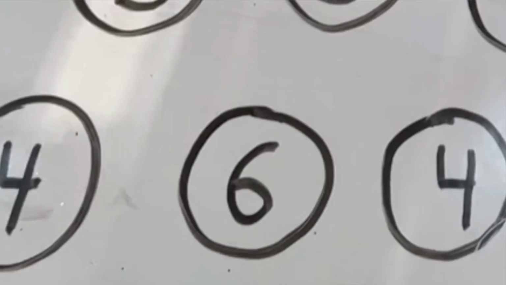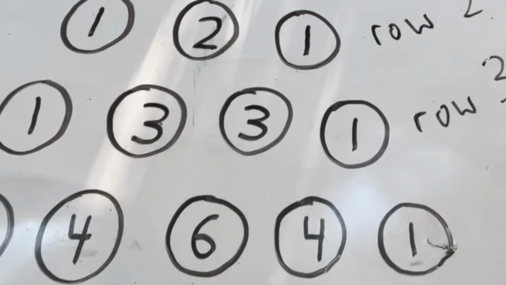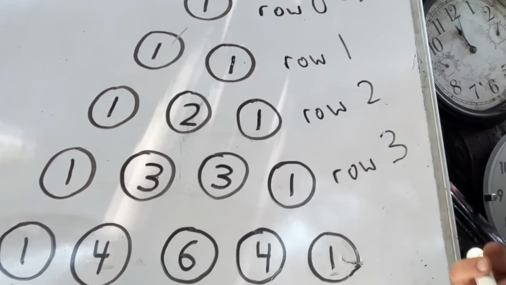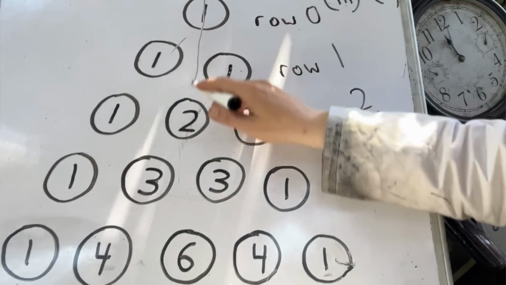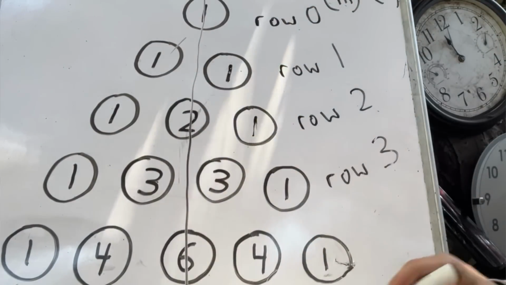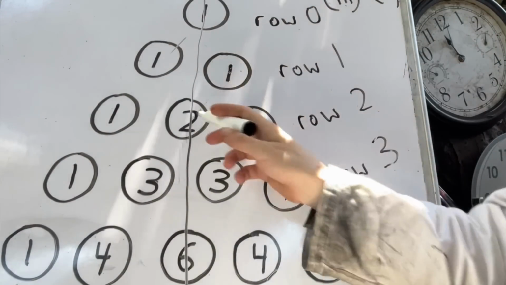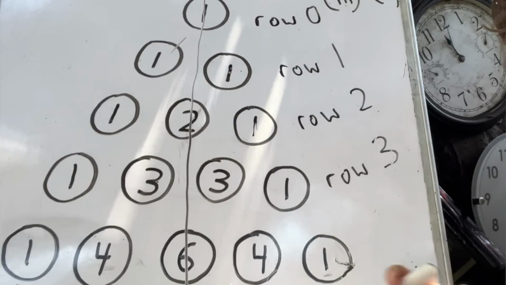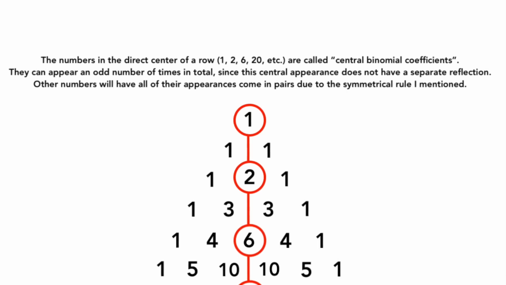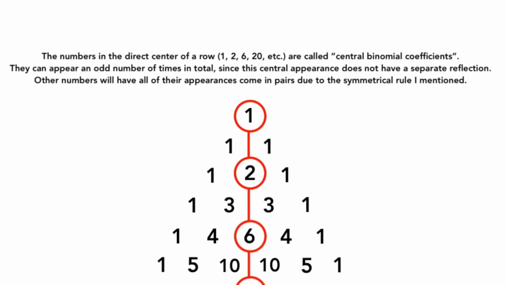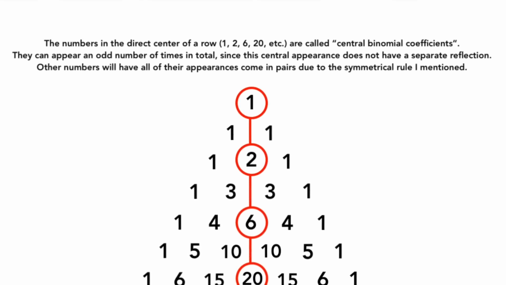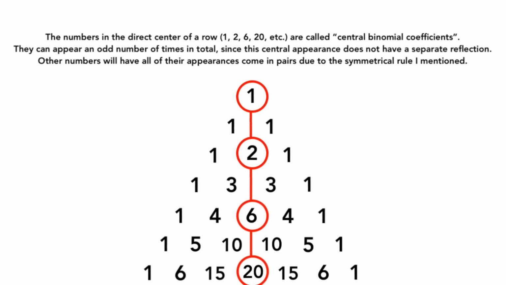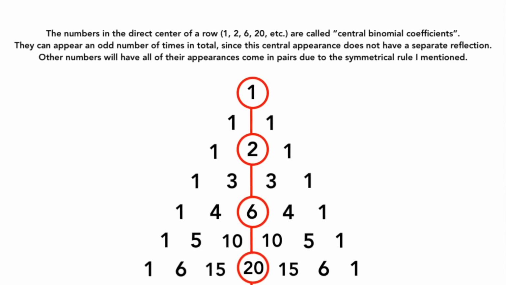This will cause any number that appears in a row here to appear again in that row in a symmetrical way, unless the number appeared in the direct center of a row. Those numbers that appear in the direct center, like 2, 6, and 20, are known as central binomial coefficients, and here they're notable because they are the only numbers that could appear an odd number of times in total.